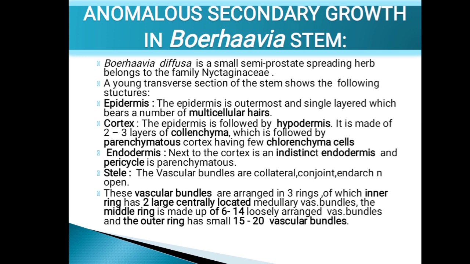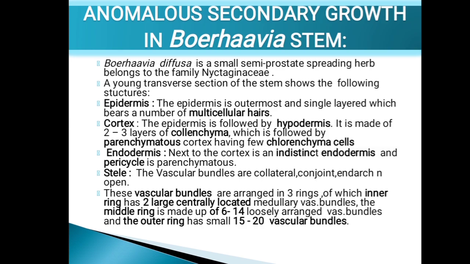Here these vascular bundles are arranged in 3 rings totally. The inner ring, which is towards the pith region, has 2 large centrally located medullary vascular bundles. The middle ring is made up of 6 to 14 loosely arranged vascular bundles, and the outer ring has around 15 to 20 vascular bundles.